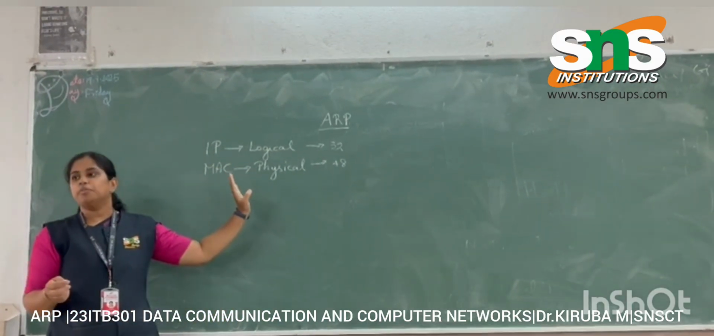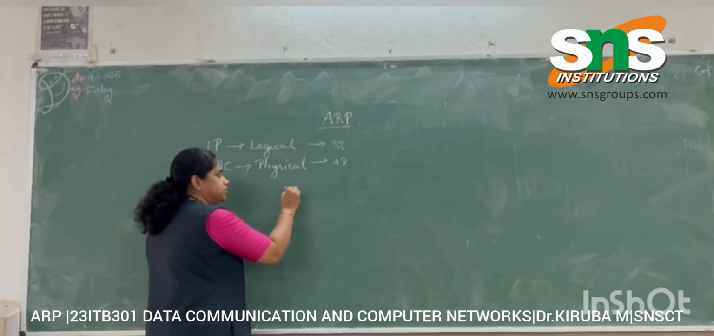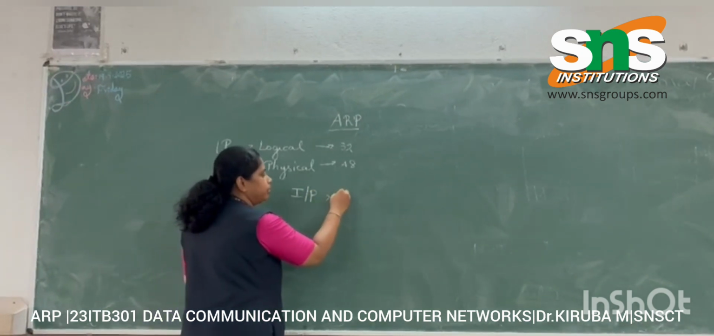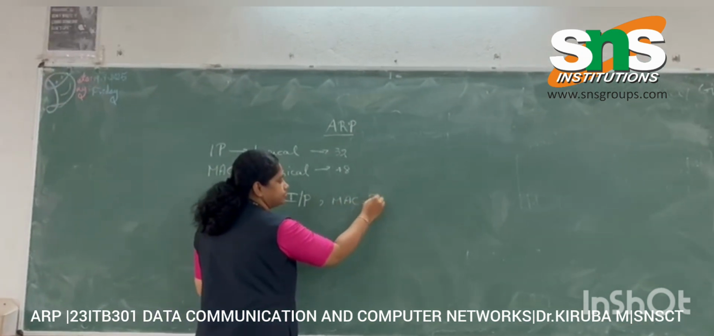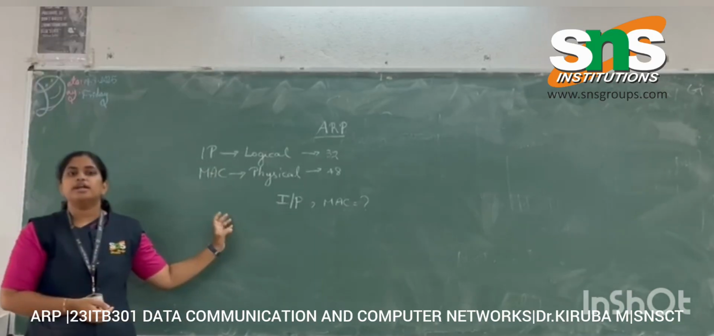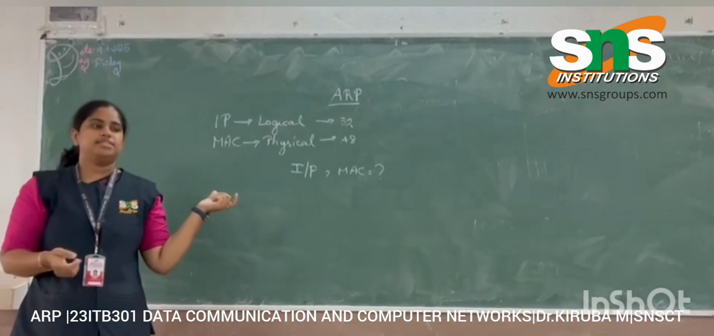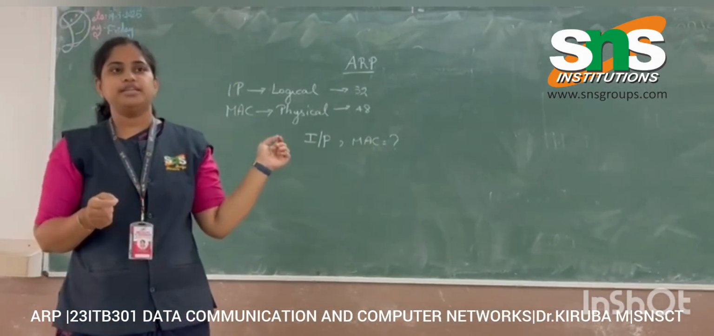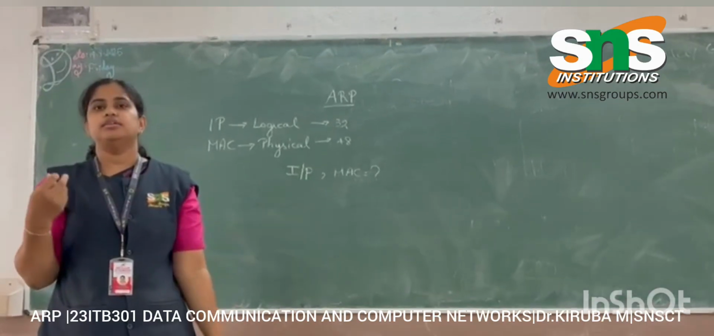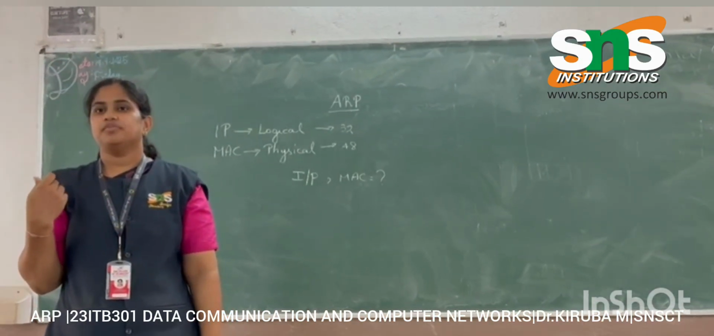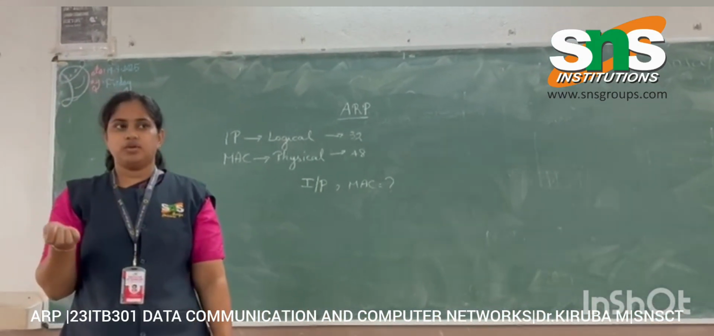And your ARP is used when you know your IP address, but you don't know your MAC address. Okay, your address resolution protocol is a very famous protocol. It is used nowadays to find your what address? MAC address. Okay, to find your MAC address.